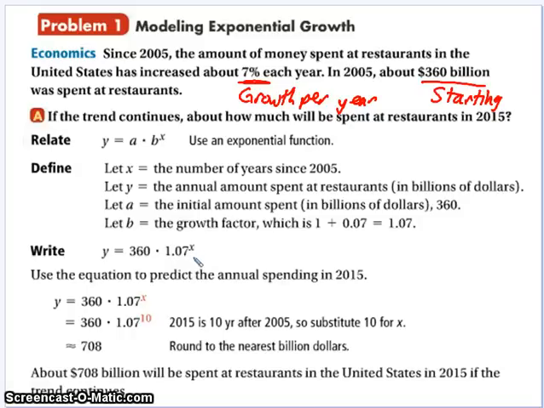The question asks, how much will there be spent at restaurants in 2015? So that's 10 years beyond what we already know. So 1.07 to the power of 10 times 360 gives us an answer of $708 billion being spent at restaurants. So look over that one if you need to, pause it, whatever. I'm going to move on.